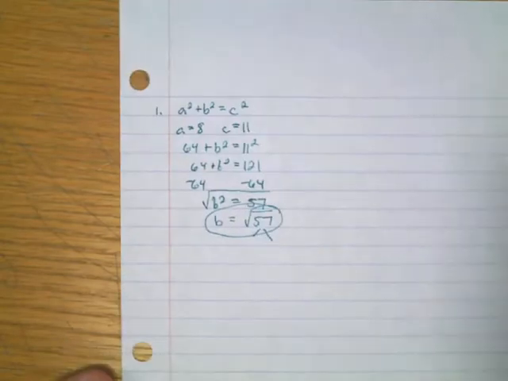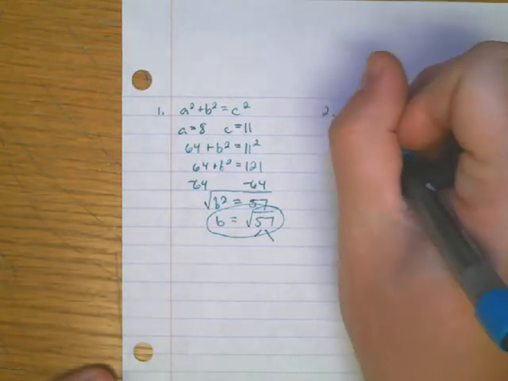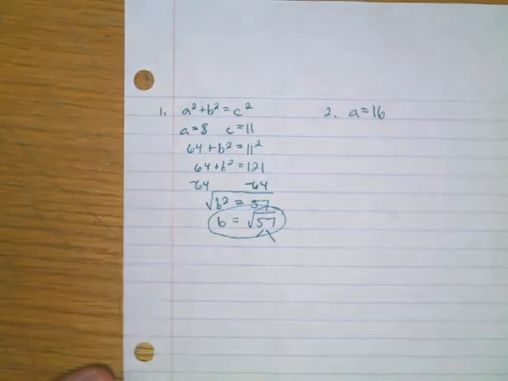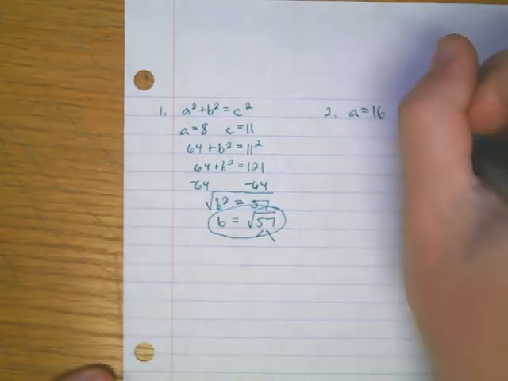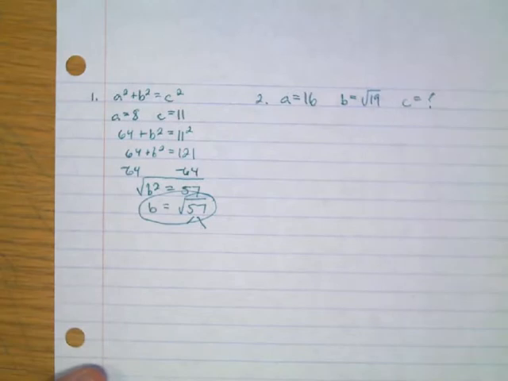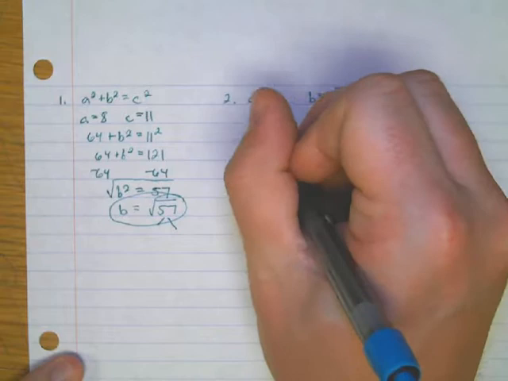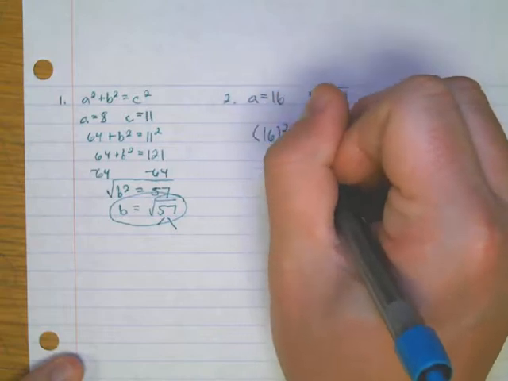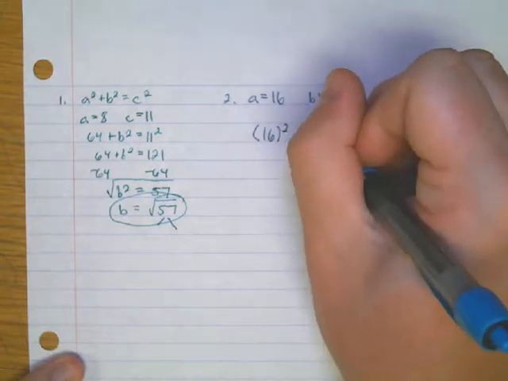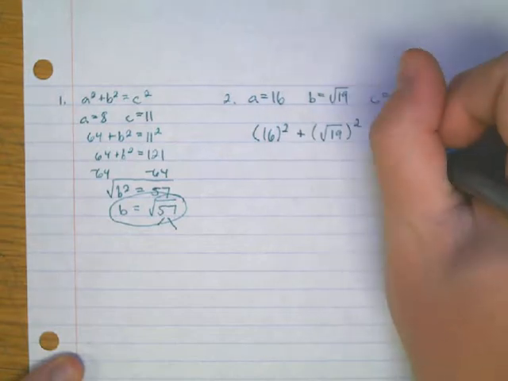Number 2. Number 2, once again, we have a equals 16 and b equals square root of 19. We need to find c. So, let's plug it in. 16 squared plus square root of 19 squared equals c squared.